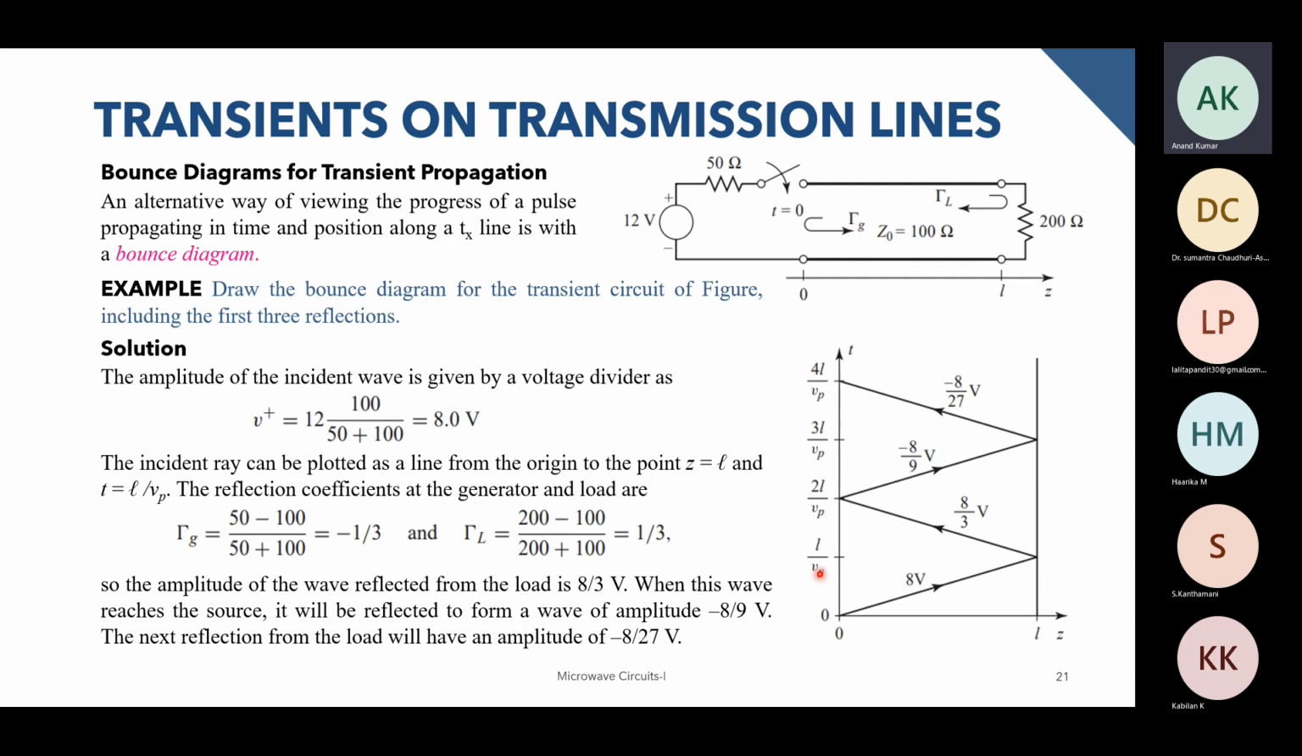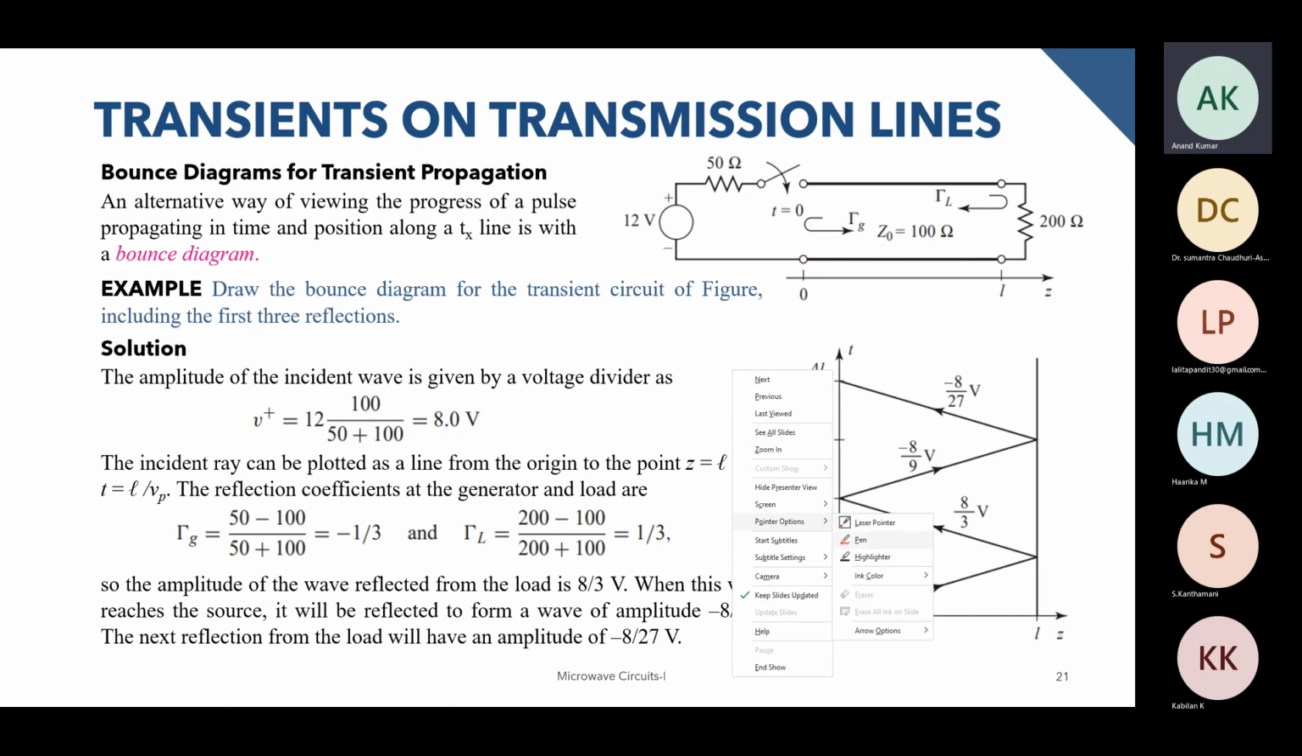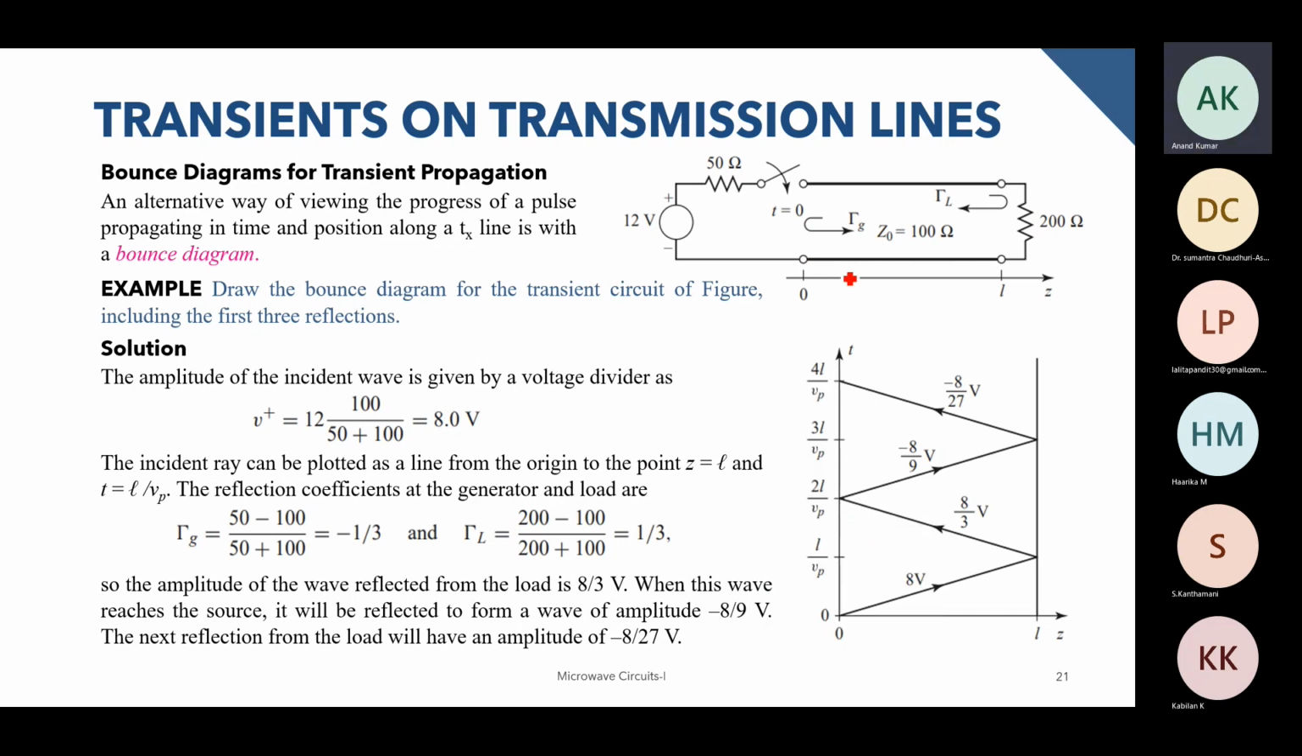This is essentially giving us the time in which the first wave travels. Let me use a pen over here. As soon as this switch is turned on, your voltage will travel from here in this direction in time L by Vp. After reflection, it will travel back to this particular point, and it will reach over here in 2L by Vp.